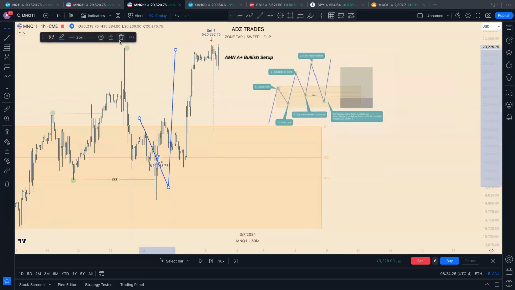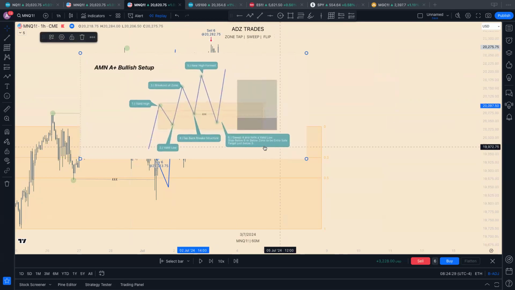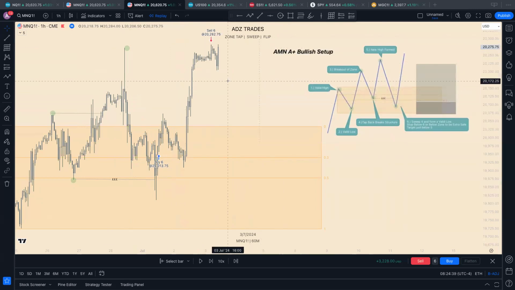What do you mean by that, bro? The confirmation is a valid low being formed. Because it sweeps on the hourly, would you go down to the 1 minute to get a better entry? Yes, you can do that, but it wouldn't be super necessary.